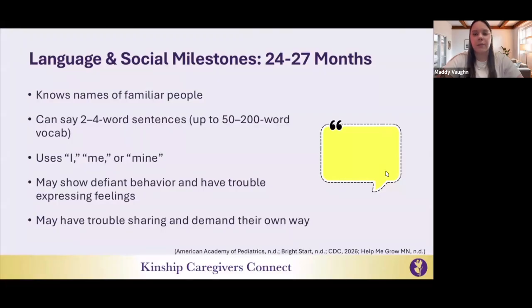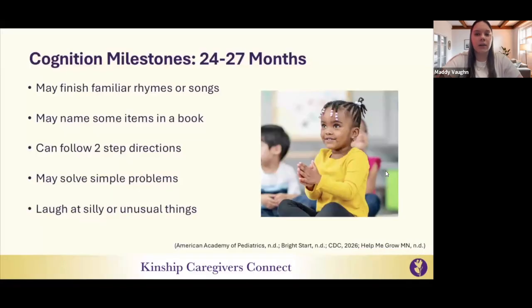They now have a vocabulary of up to 50 to 200 words. They may use terms like I, me, or mine and begin to demand their own way, which can show up as difficulty sharing toys or items. Cognitively, they can follow those two-step directions and solve simple problems. They're able to name some items in a book, and they may laugh at silly or unusual things.